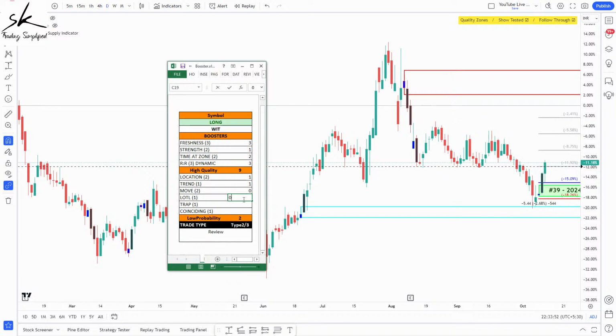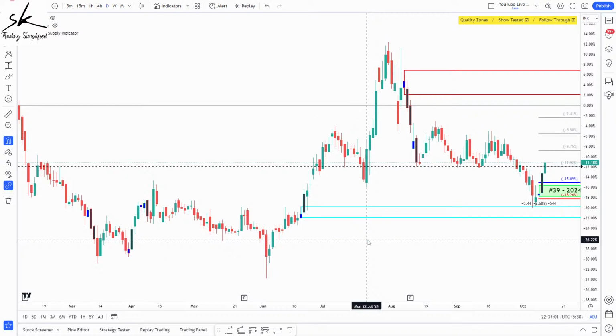Level on top of level not applicable. Trap is applicable, we'll talk about it, and not a coinciding level. Sorry, 0. So we have a type 2, type 3 trade. Now why it can work like a trap?